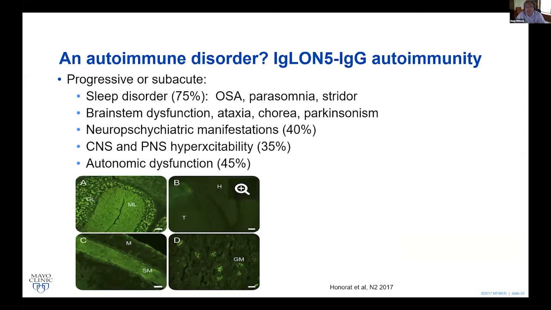Dr. Najjar referred to Lgi1 autoimmunity. This is a very unusual autoimmune disorder because the neuropathology looks quite degenerative. And again, it raises the concept of building bridges, the role of the immune system in degenerative disease, as well as psychiatric disease, as Dr. Najjar had discussed. And these patients can have unusual presentations, including sleep disorders, brainstem dysfunction, neuropsychiatric manifestations, as well as central and peripheral nerve hyperexcitability.